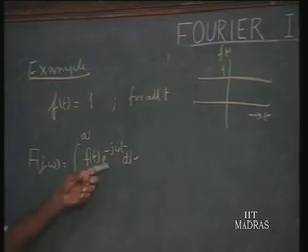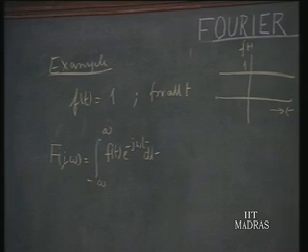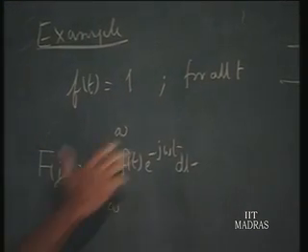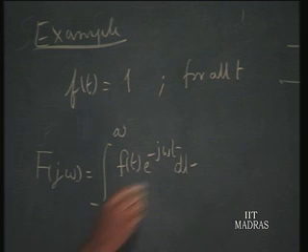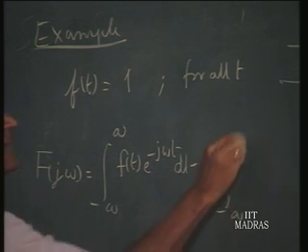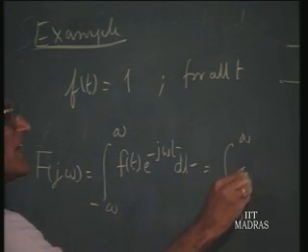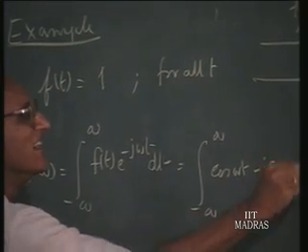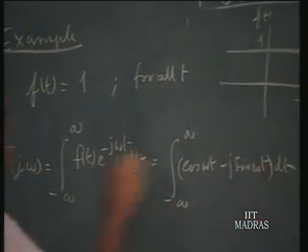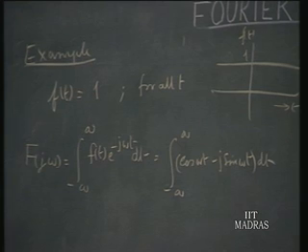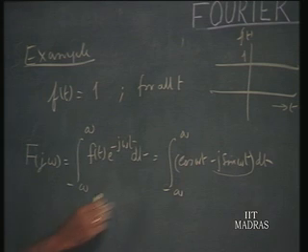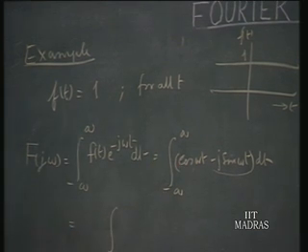Now, e to the power of minus j omega t can be written as cos omega t minus j sin omega t, and once again we can make use of the symmetry relation. The integral becomes minus infinity to infinity of cos omega t minus j sin omega t dt, because f of t happens to be equal to 1. The contribution of the sine term will be 0 because it is an odd function and we have symmetrical limits. Therefore, I can write this as only the integral involving cos omega t.